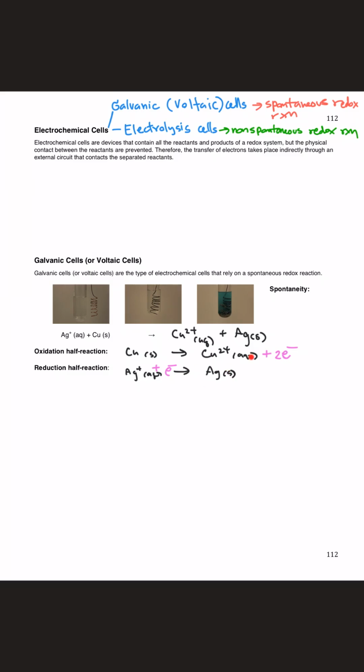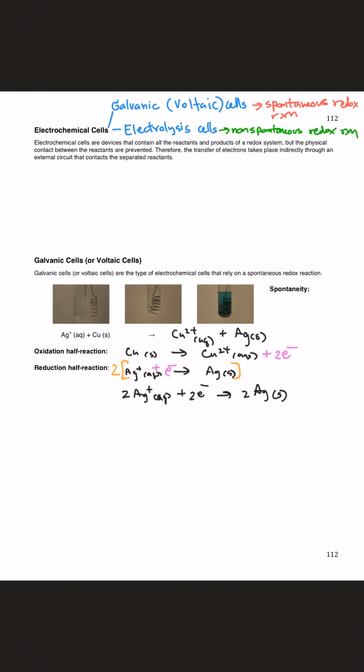Okay, and before we can combine these two, you will need to make sure that the number of electrons are equal. Therefore, we are going to multiply the reduction by 2 for the whole thing. In this case, you are going to get 2 silver ions plus 2 electrons become 2 silver solid. And you can see that both the elements are equal and also the charge is equal as well.